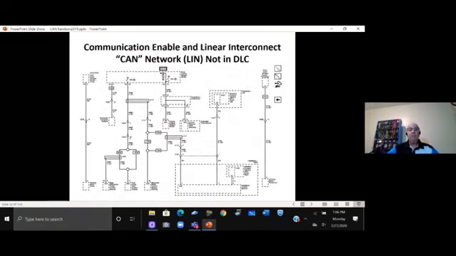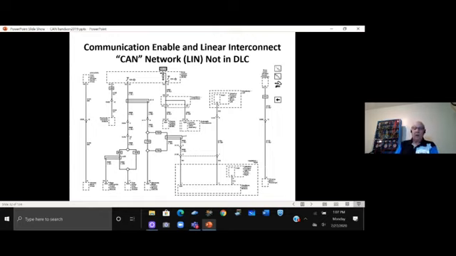Okay. Now, just briefly about linear interconnect, or LIN. The first thing to recognize about LIN is it is not in the DLC. So in other words, look at the modules in the lower left-hand corner of the screen. 3 of them: rear differential, fuel pump, EBC. They go up to the body control module.